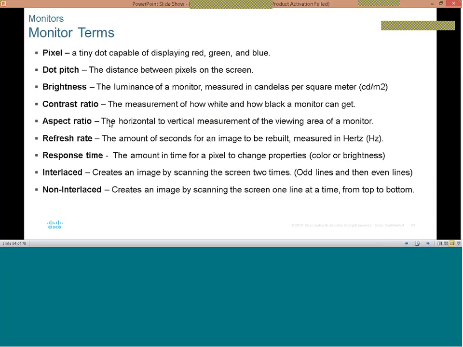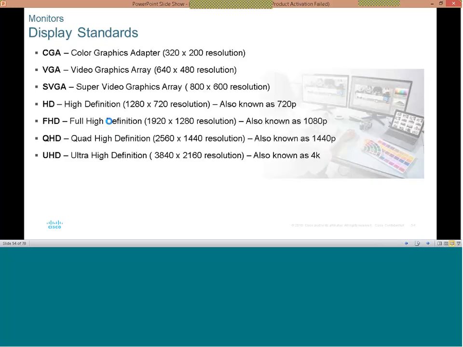Pixels are tiny dots capable of displaying red, green, and blue. Dot pitch is the distance between pixels on the screen. These are the attributes of your monitor. There are also aspect ratios, and you can see all this even when you're setting up a projector, for instance, with auto display information. Some of these functions are there so that the standard can be followed.